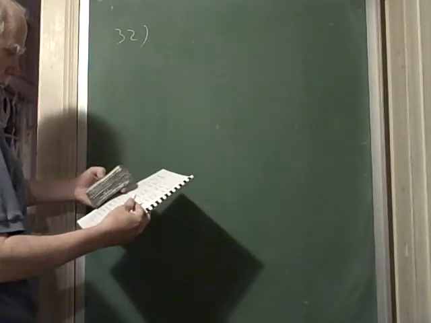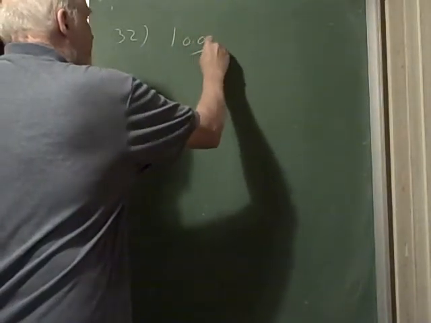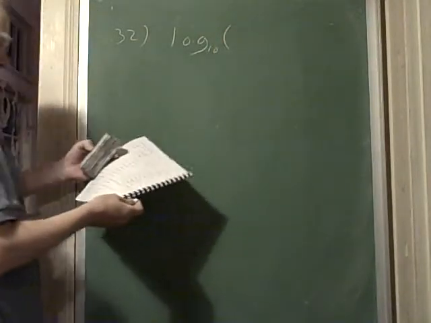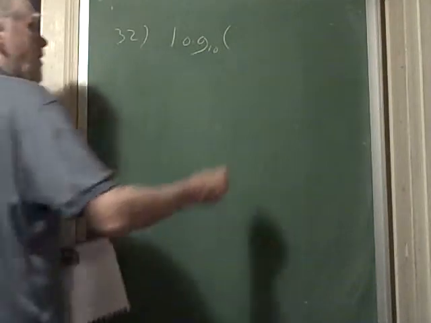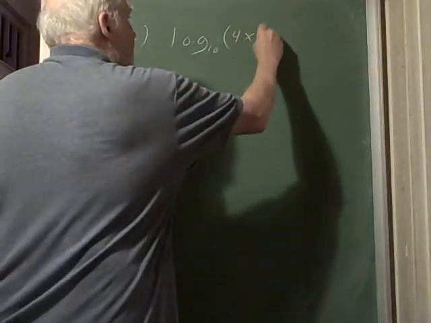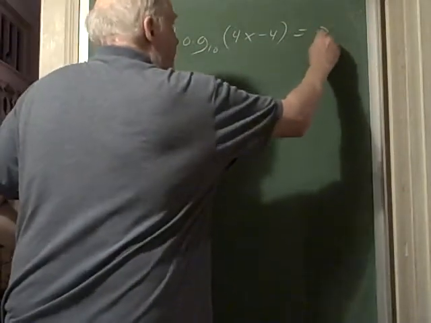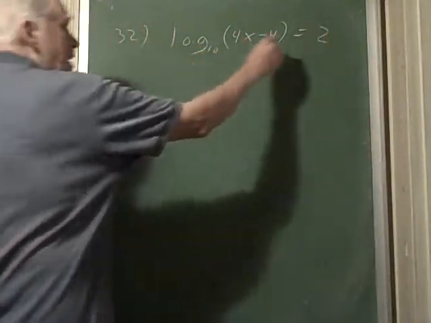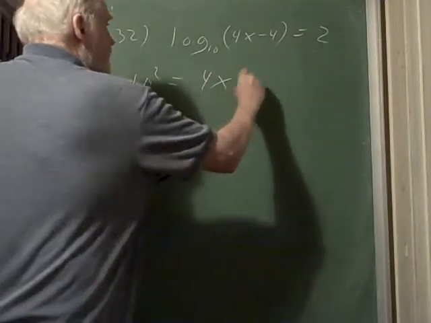And 32 is the log base 10 of 4x minus 4 equals 2. By the way, that's called the common log, and usually they just leave the 10 off, and you assume that it is 10. And again, we use the equivalent statement. 10 to the square equals that, so we have 10 squared equals 4x minus 4.